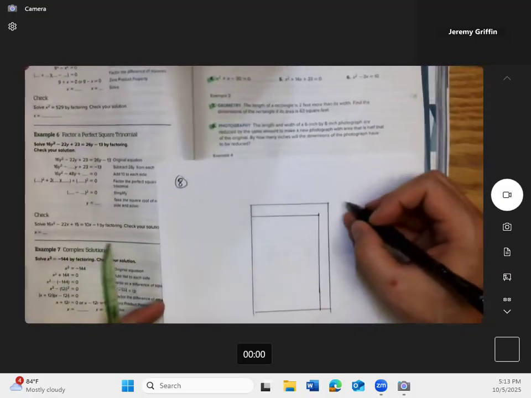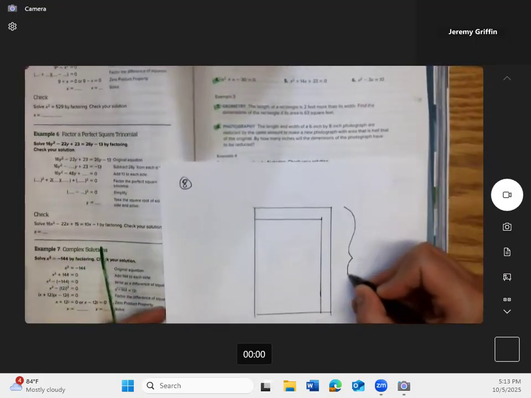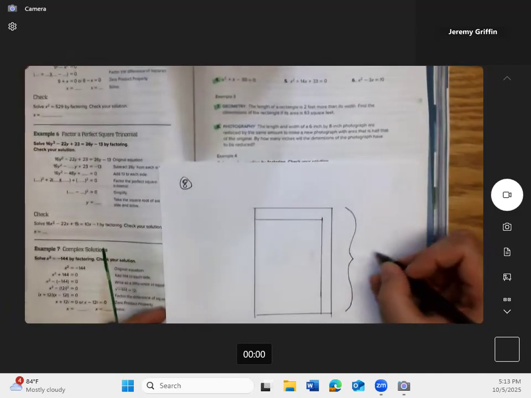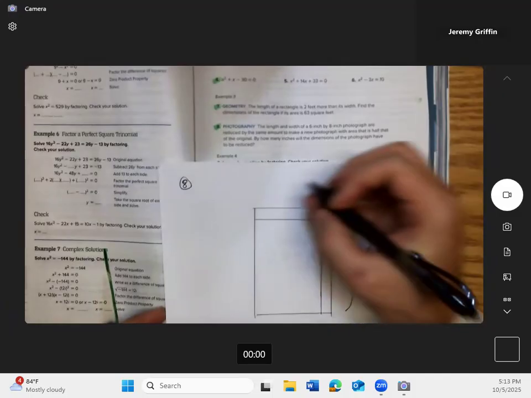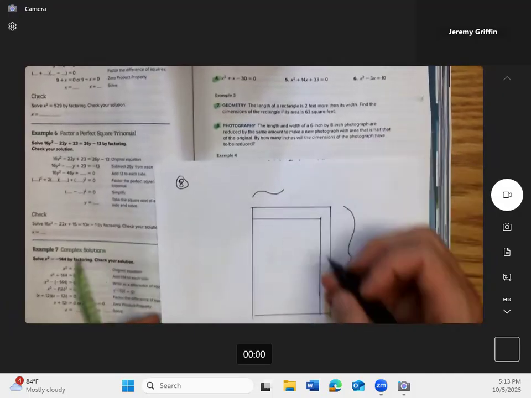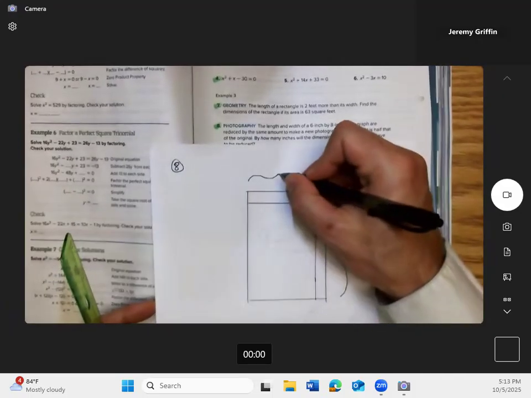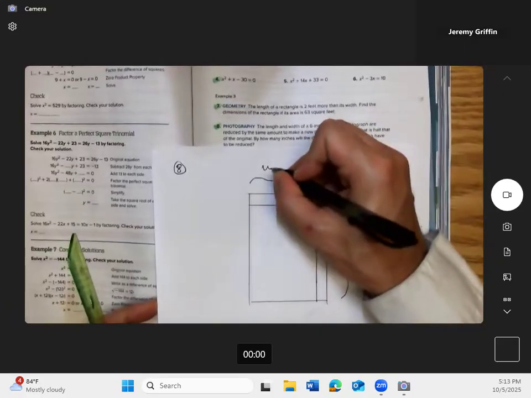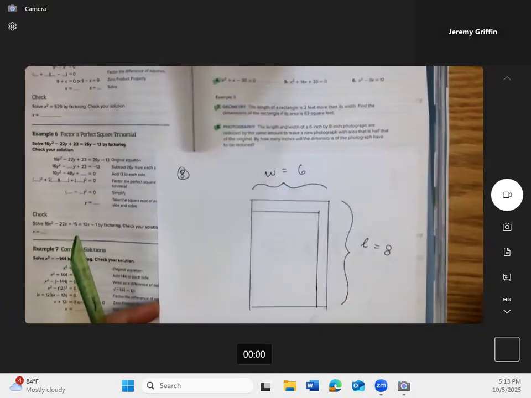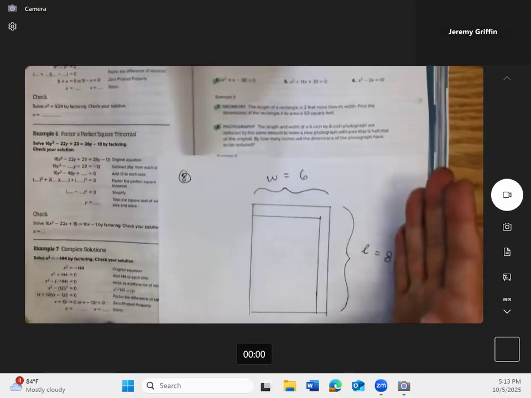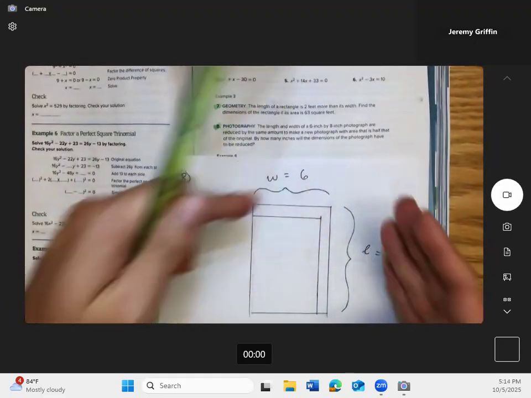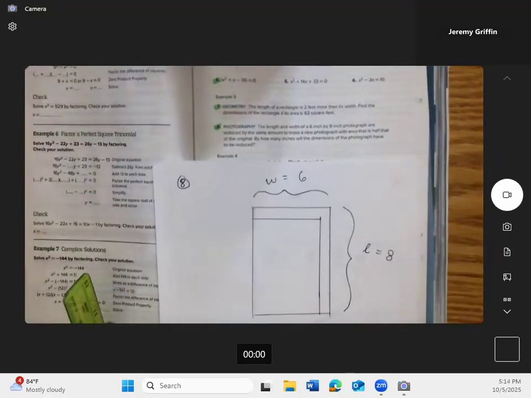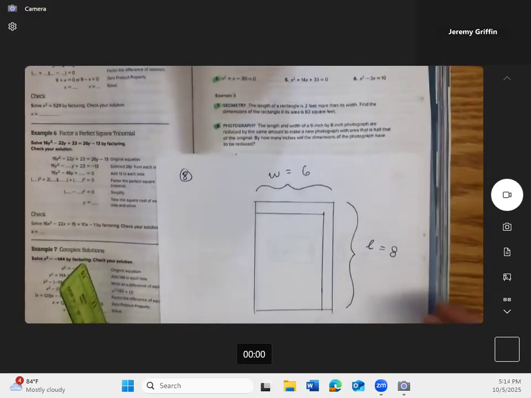So 6 by 8. I'll call this length. I don't think it really matters what you call length or width. Let's call that 8 inches. I'll just label it 8. And this full original width right here was 6 inches. So I'll call that 6. So 6 by 8. And then we're shaving it away. If you want to shave the whole perimeter, you could draw a picture like that.